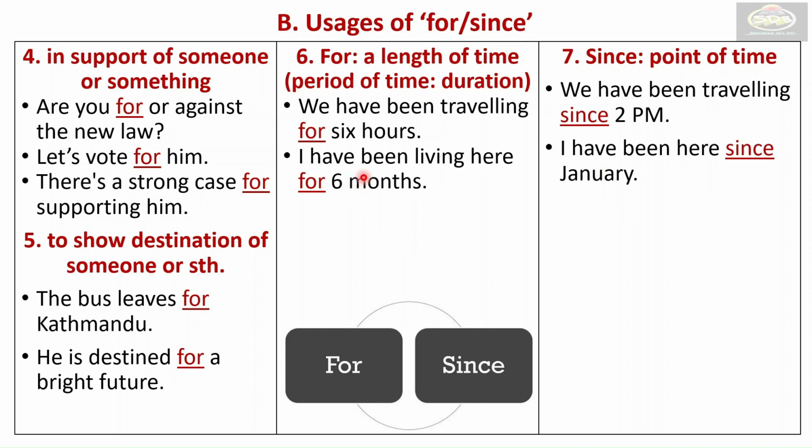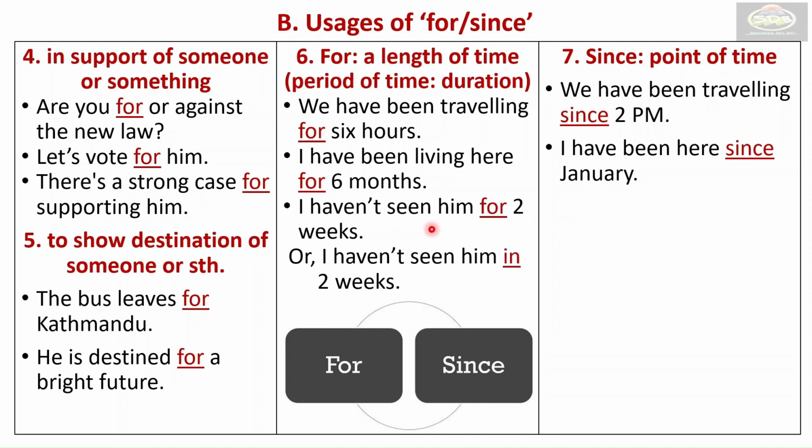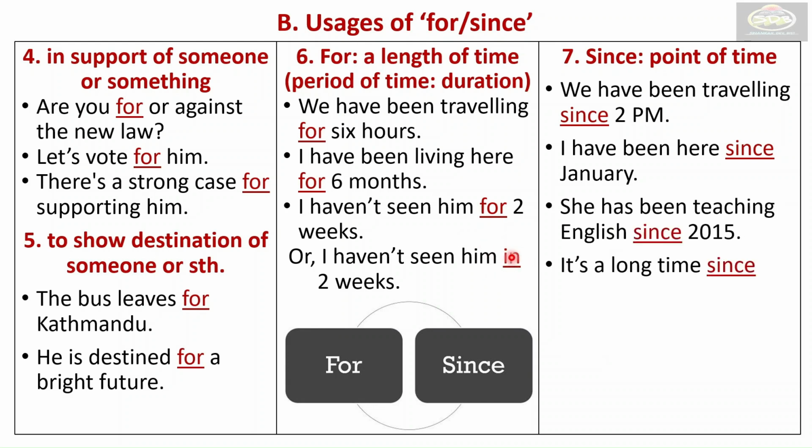More examples. I have been living here for 6 months. I have been there since January. I haven't seen him for 2 weeks, or I haven't seen him in 2 weeks. In negative sentences, we can use in as well. She has been teaching English since 2015. For 10 years, since 2015. It's a long time since your last letter. Another rule.